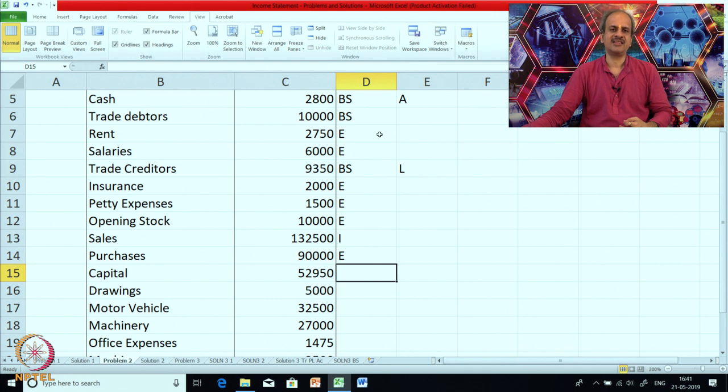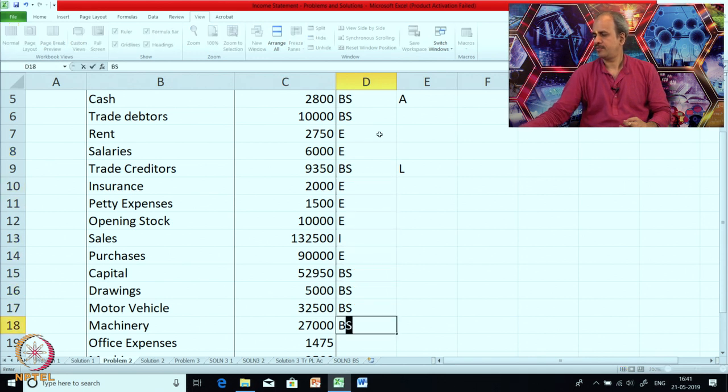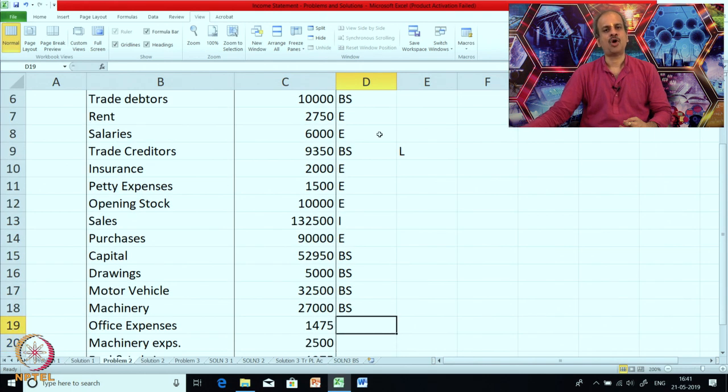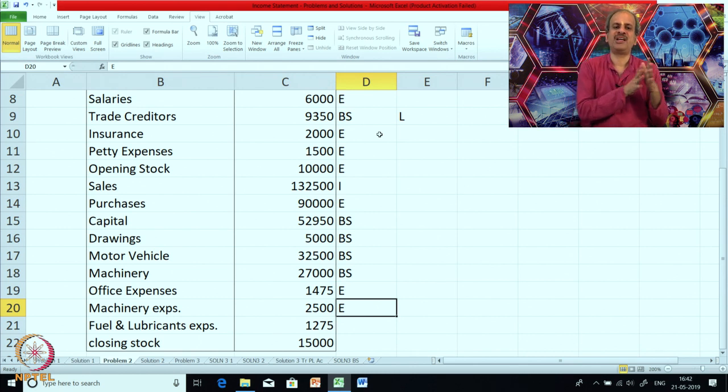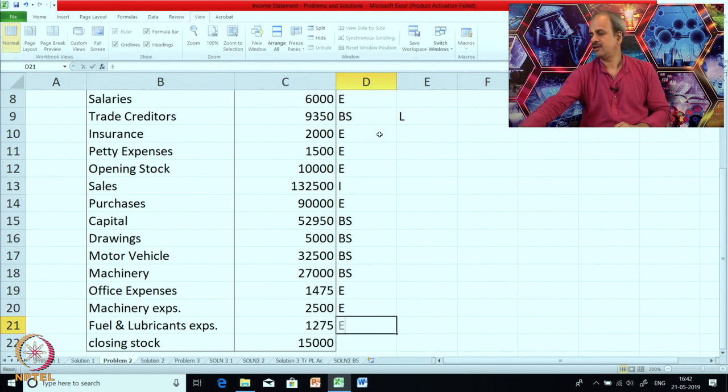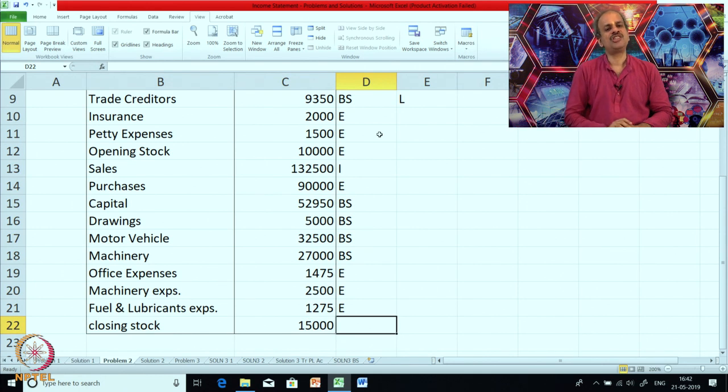Capital, neither income nor expense, it's a balance sheet item. Drawings, again a balance sheet item. Motor vehicles, balance sheet item. Machinery is a balance sheet item. Office expense is an expense. Machinery expenses, mark well, these are maintenance or such expenses on machinery. They are not for purchase or acquisition of a machine. So machinery is a balance sheet item, but machinery expense is an expense item. Fuel and lubricant, another expense. And the last item, closing stock.